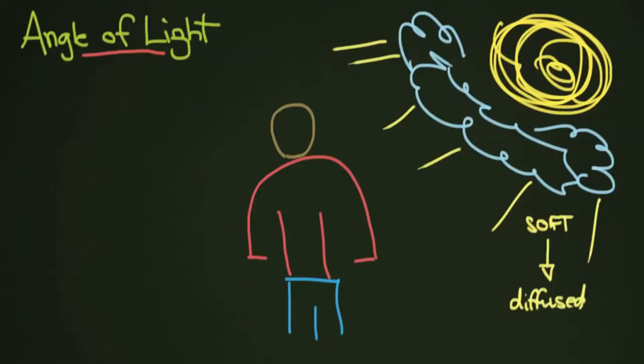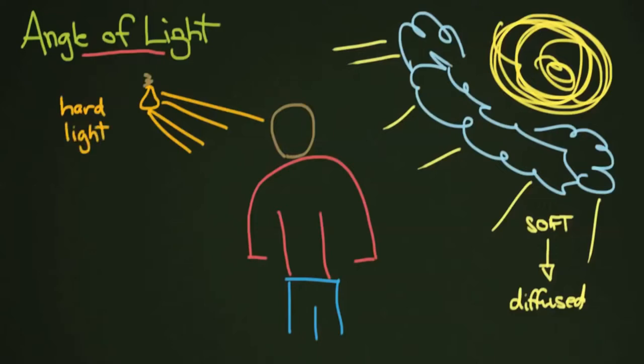Now you're also going to be able to light him with something really small. So maybe say you have a lamp and it's very close to him. So maybe you have a little light bulb, and the light coming off of that is very small and very directional. This is what's called hard or harsh light. We'll just call it hard light.